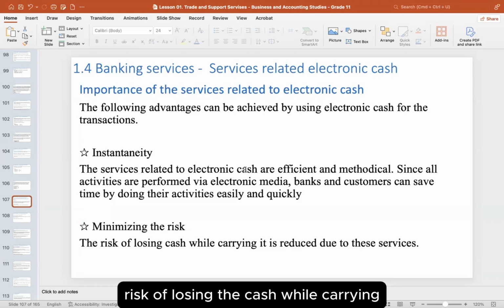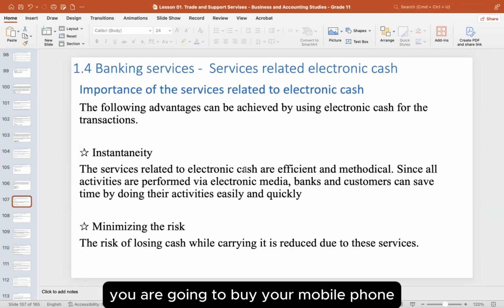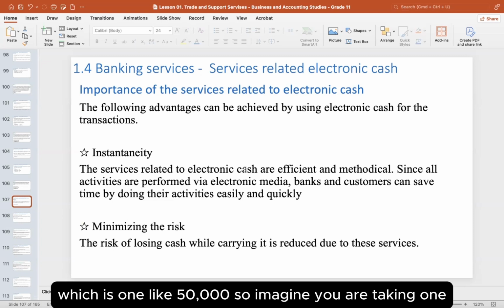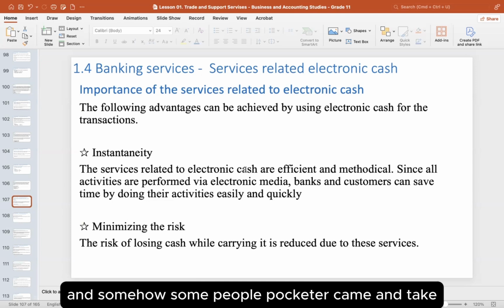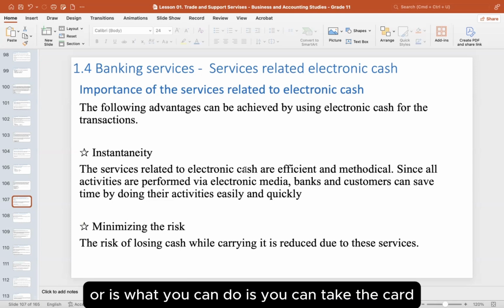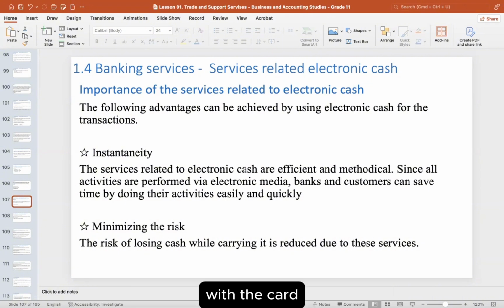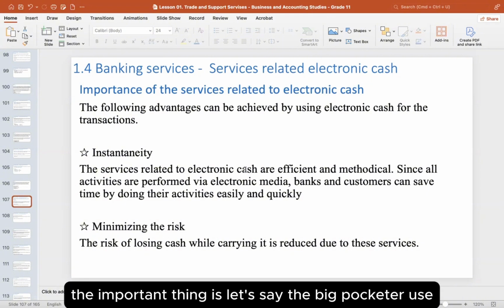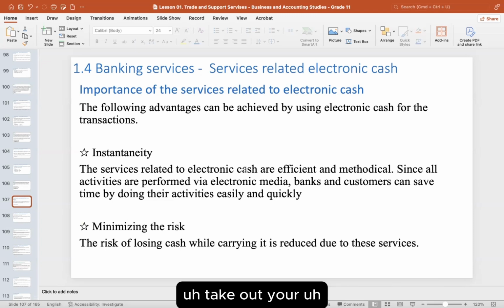Minimizing the risk. The risk of losing cash while carrying it is reduced due to these services. So let's say you are going to buy a mobile phone, which is 1,50,000. Imagine you are taking 1,50,000 in cash and somehow a pickpocket comes and takes out your cash. Then you are at risk. Or else what you can do is take the card. With the card, the important thing is, let's say the pickpocket takes your purse and the card was in it.